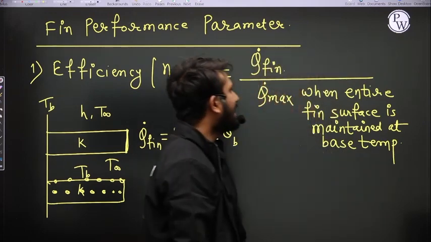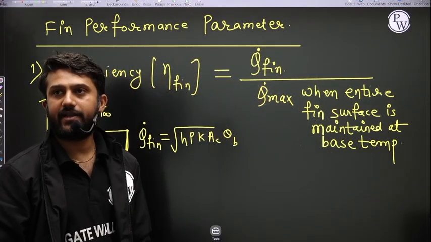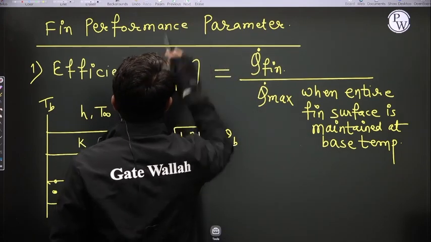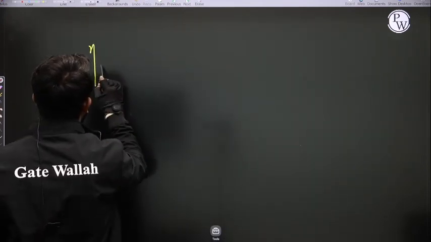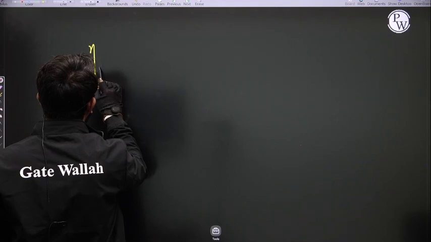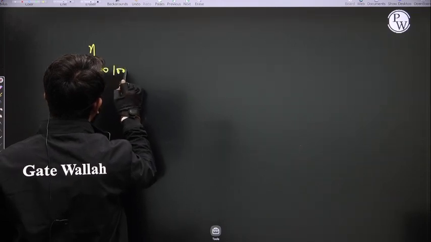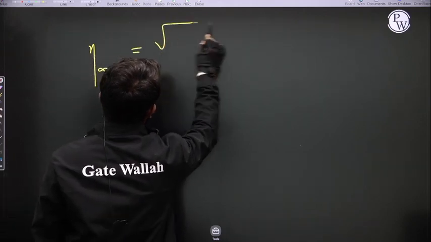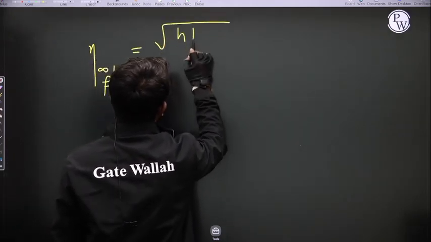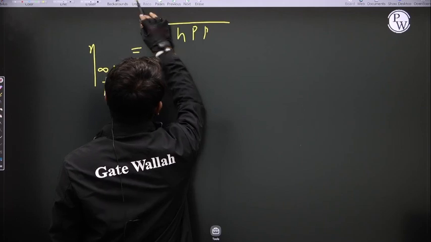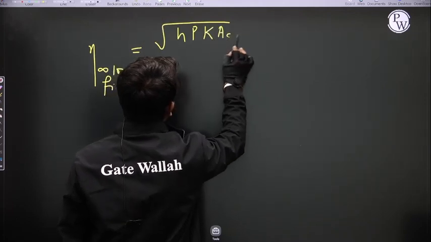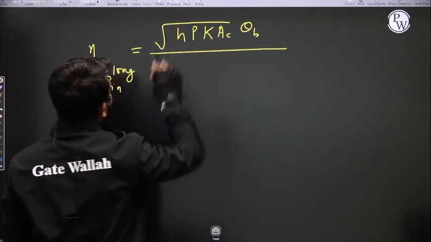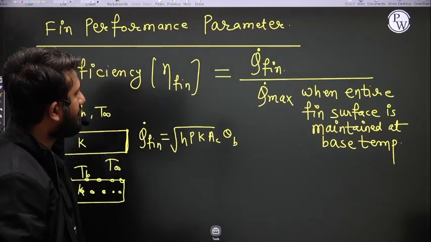When the entire fin surface is maintained at base temperature, ultimately what you are getting is the efficiency of the fin. I am taking an example of an infinitely long fin. So I write here, that is the actual rate of heat transfer through the fin, root over HP KAC theta B, divided by what is the maximum rate of heat transfer?